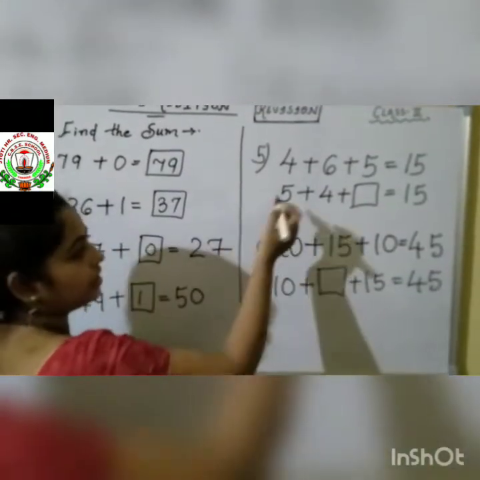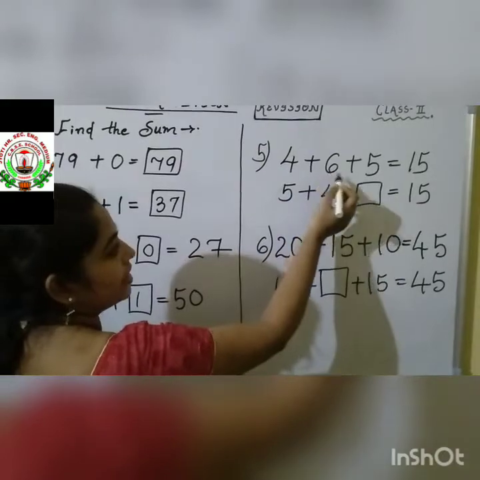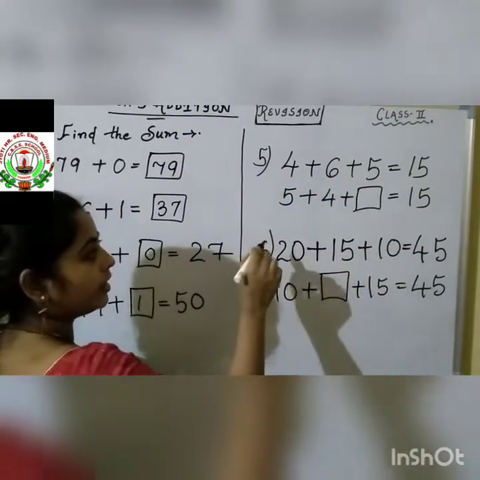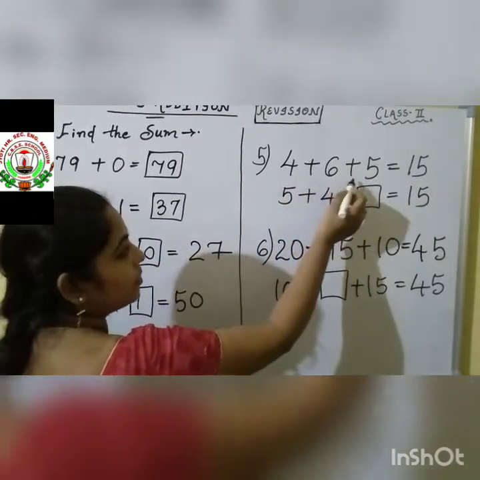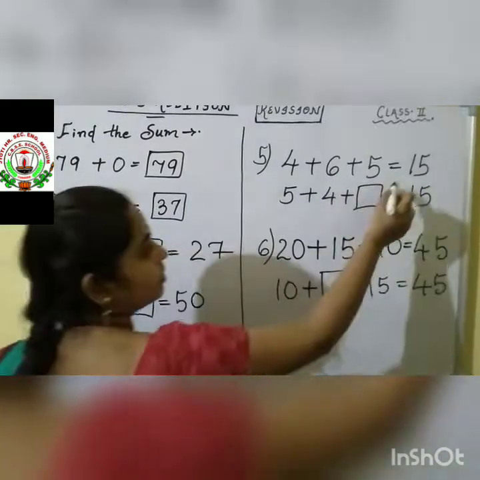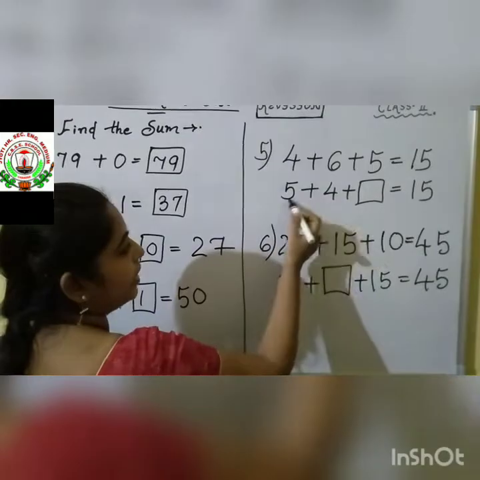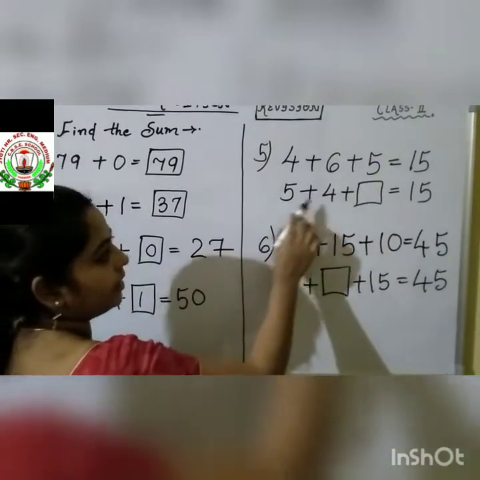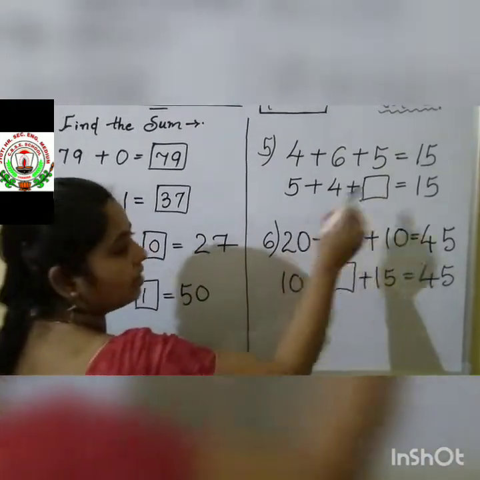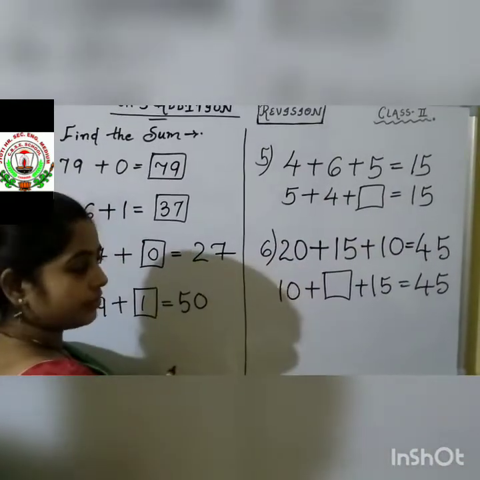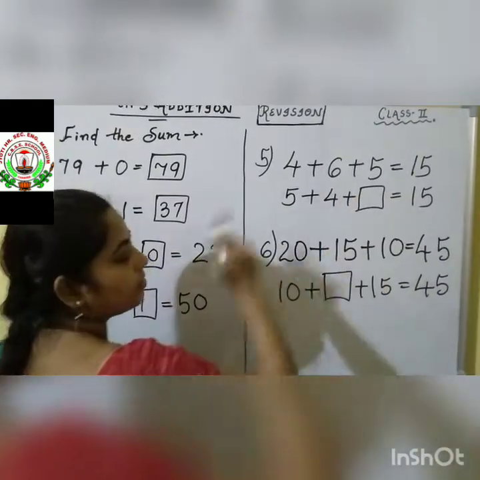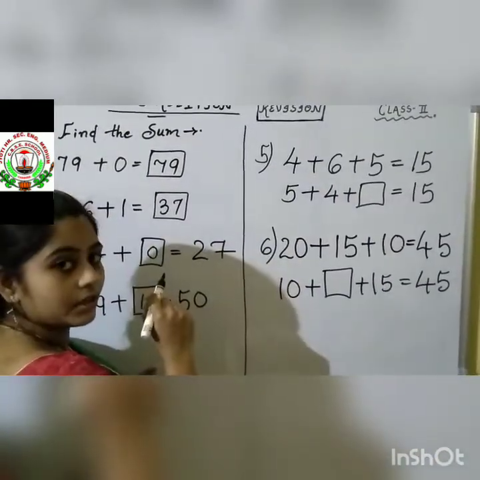Next question, fifth question. See clearly. 4 plus 6 plus 5. I am repeating again, 4 plus 6 plus 5. How much, children? Here the answer is 15. True? Okay. Next, 5 plus 4 plus blank. Then again we get the answer as 15. Can you tell me which number will be coming in the box?